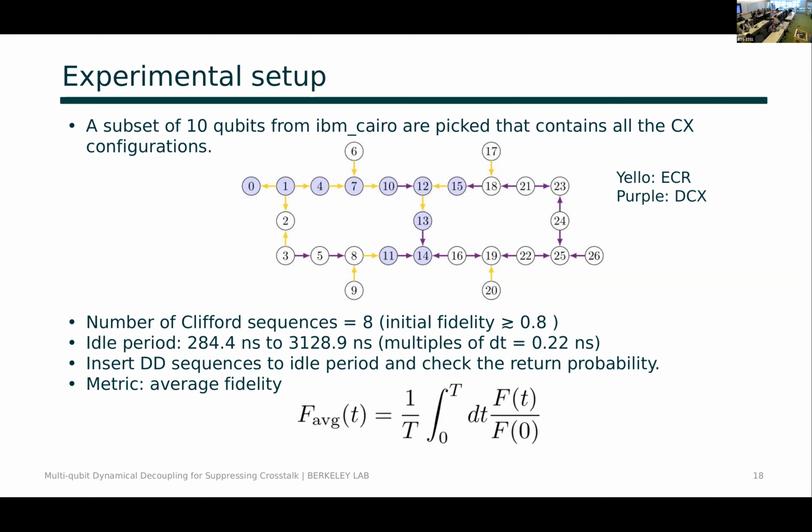We set the number of Clifford sequences to 8 to ensure a pretty high initial fidelity. And then we insert delay between each Clifford sequence. And then we change the duration of the delay to this range. It seems weird, but it's the multiples of the sampling rate for the waveform generation on IBM quantum devices, which is 0.22 nanoseconds. And then we insert DD into this idle period and check the return probability. To quantify the average fidelity across time, we use this average fidelity. Here, F0 is the initial fidelity.